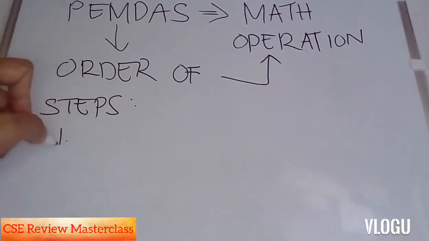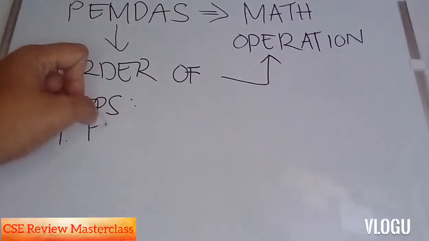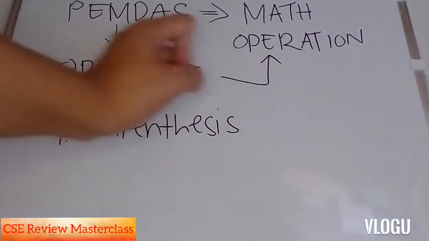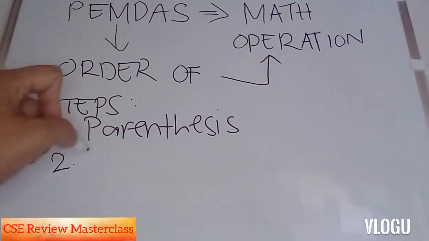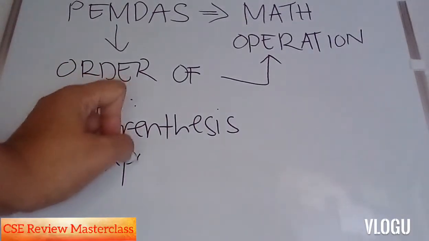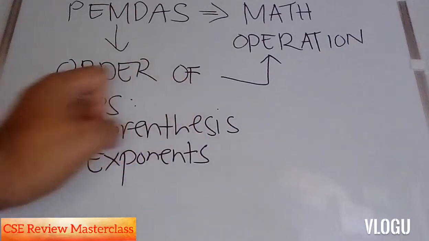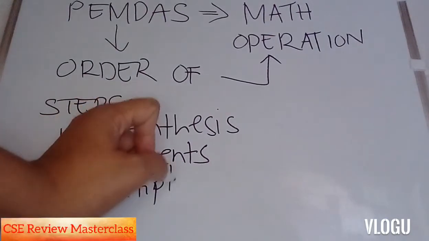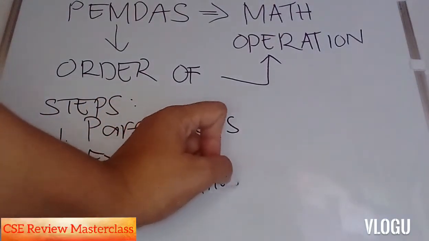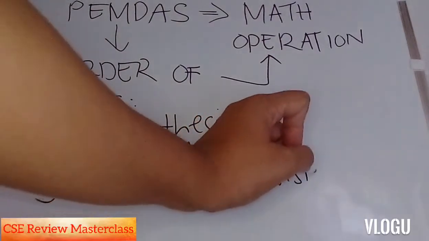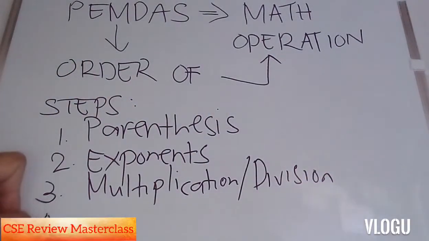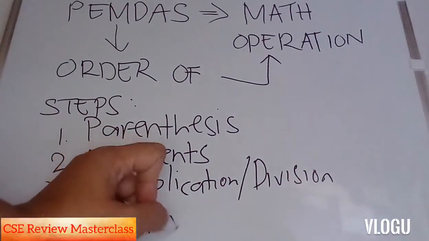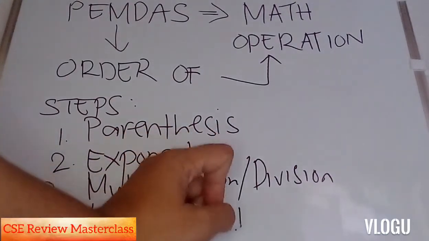Number one is to begin with parentheses, followed by exponents, and then multiplication and division, and number four, addition and subtraction.